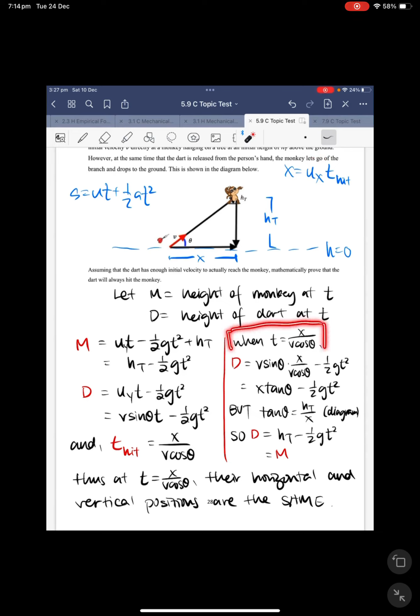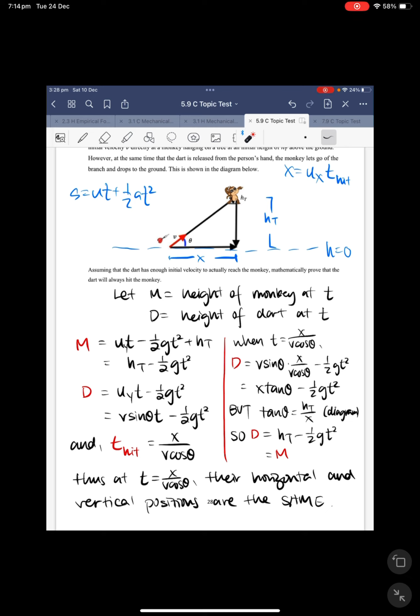Now, we know that when t equals x on v cos theta, the horizontal displacements of the dart and the monkey will be the same. But now what we need to check is that the vertical displacements are also the same, because if the horizontal and vertical displacements are the same, that means they're in the same position, the dart has hit the monkey. So, substituting that value of t into our expression for d, the height of the dart, we get v sin theta times x on v cos theta minus half gt squared. That simplifies to x tan theta minus half gt squared.